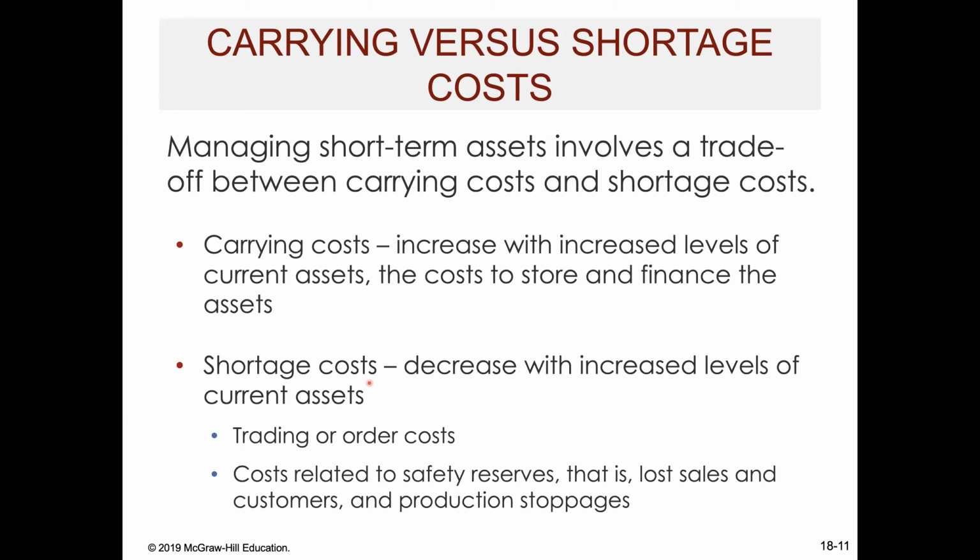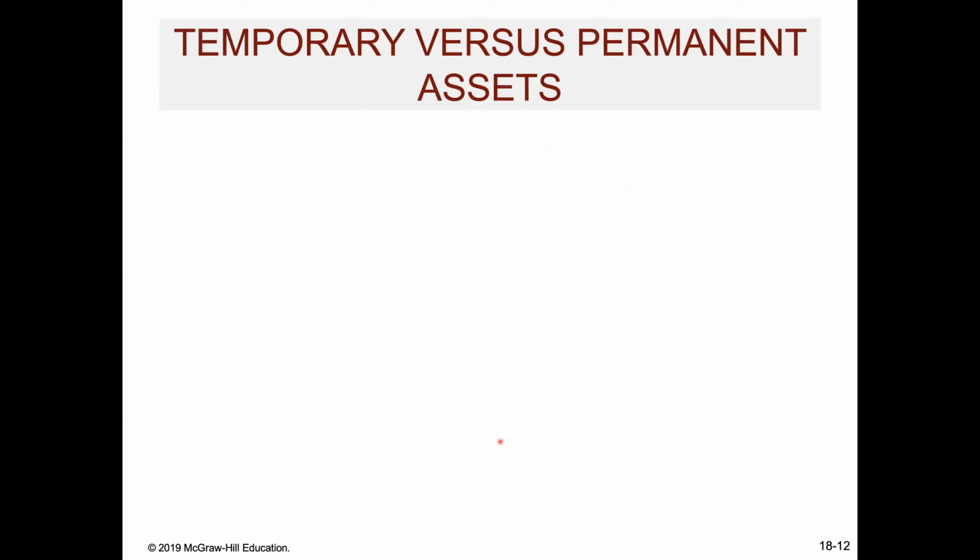So these costs have to be weighed. One's on one side, the other's on the other. So this would be our flexible policy where we have a lot of extras around just in case. This would be our restrictive policy where we're running very lean and mean, but if we get a shock, we won't have what we need.